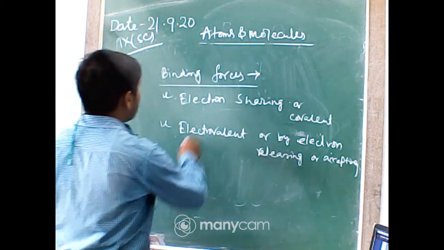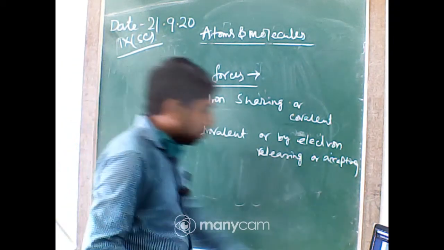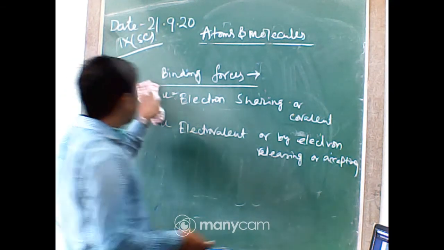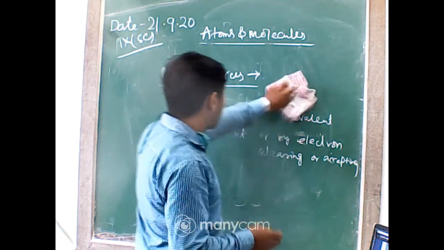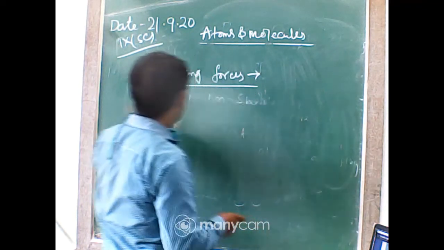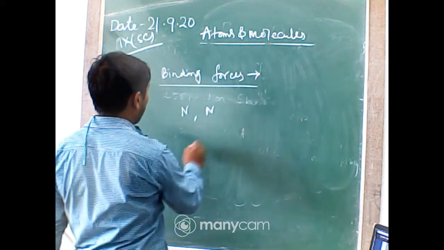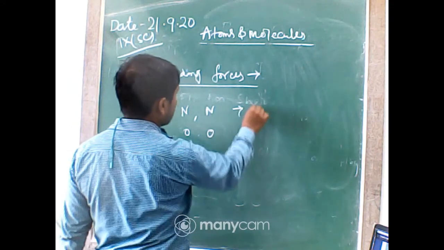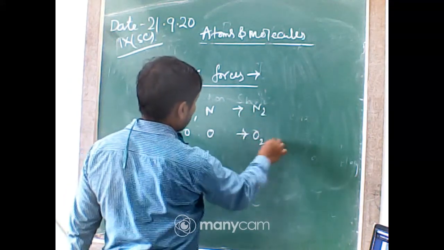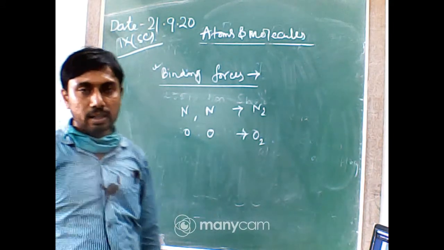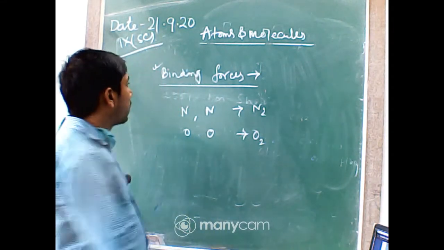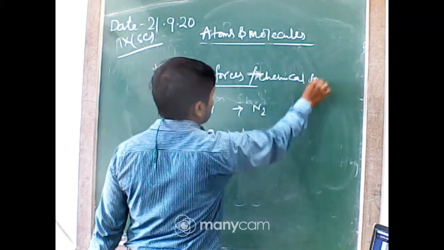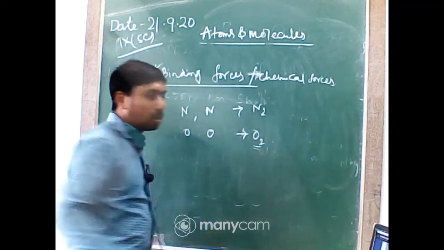Okay, so this is the binding forces. With respect to those binding forces, the molecules are formed, because when two nitrogen atoms or two oxygen atoms are connected by some binding forces, then they form the molecule. So when atoms are combined by some binding forces, another name for which is chemical forces, then the molecule is formed.